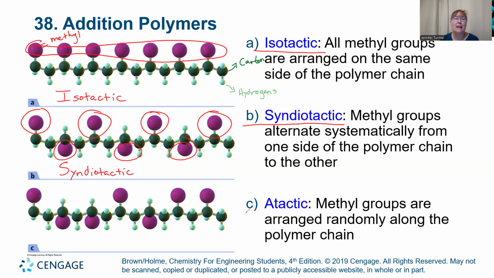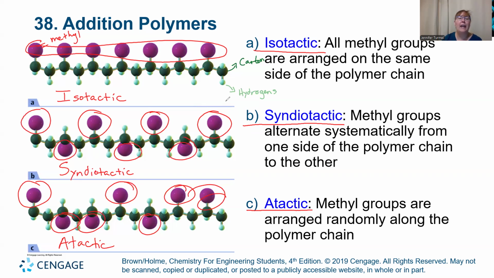In our last type of addition polymer, we have an atactic group. And in an atactic polymer, the methyl groups are randomly arranged. So they might be here, and then you might have two, and then they might alternate, and then you have a couple here. So there's no pattern. So both A and B are highly patterned, and in an atactic group, you have no pattern for the position of your methyl groups.